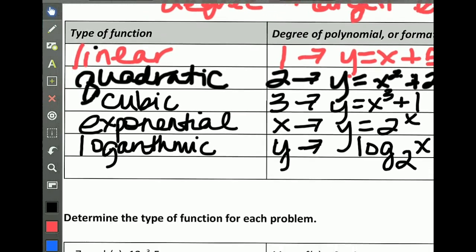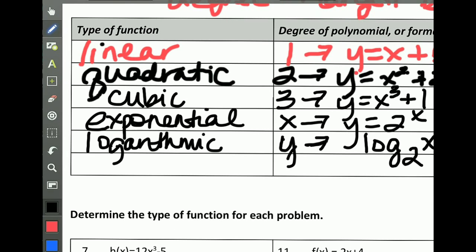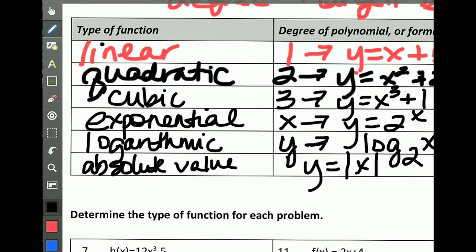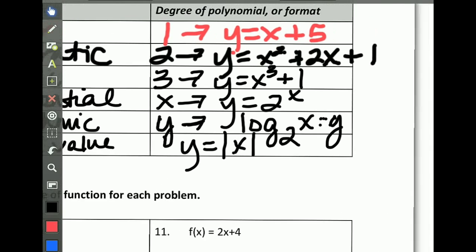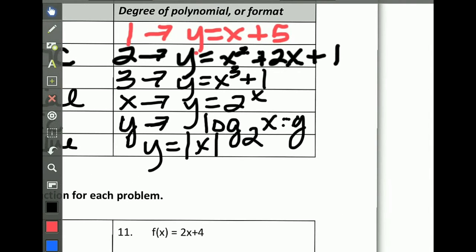Last one we have, which is really not a degree, but it's a function that we need to know what it looks like, is going to be an absolute value function. And those can have any degree that you want, but those are something that look like this. Y equals the absolute value of x.